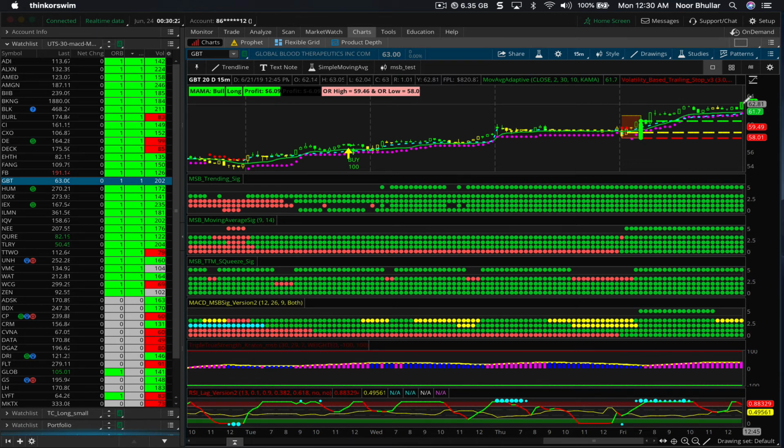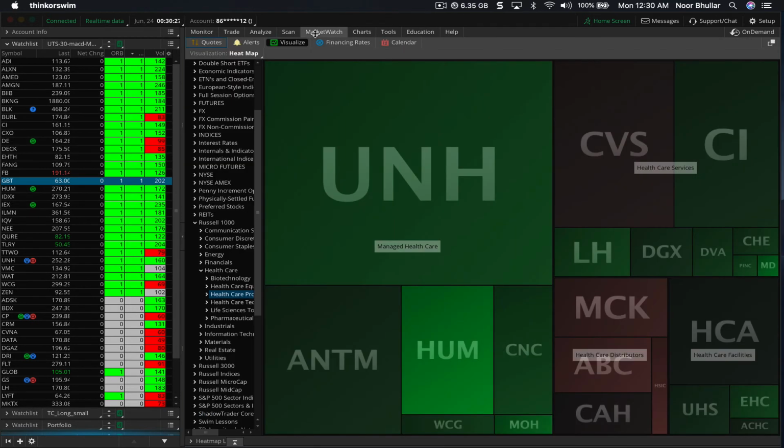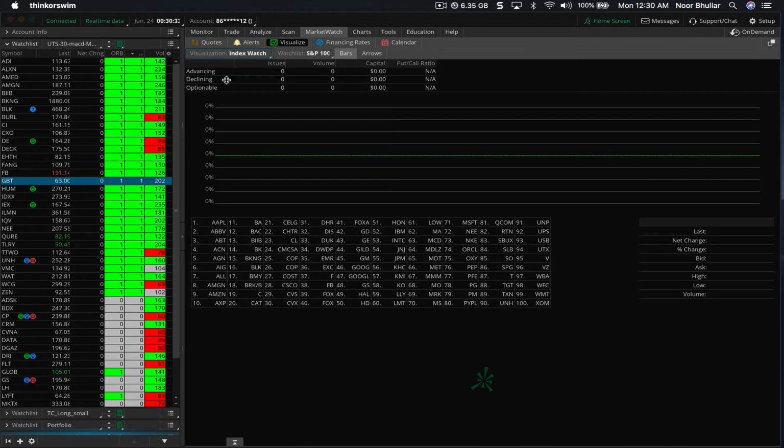So that's all I wanted to cover today. Hopefully this market watch feature is something that some of you will find useful. And I wanted to show you one other thing. There's no data in it at this point in time because it's after hours.